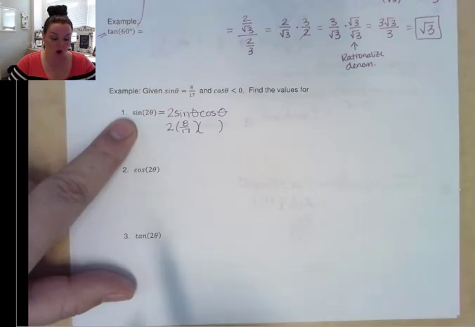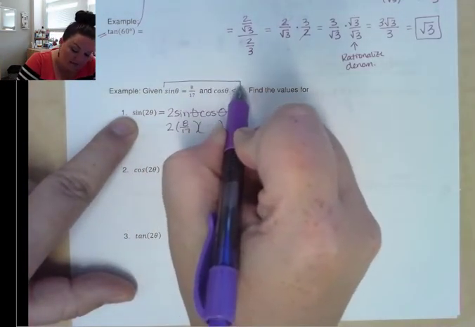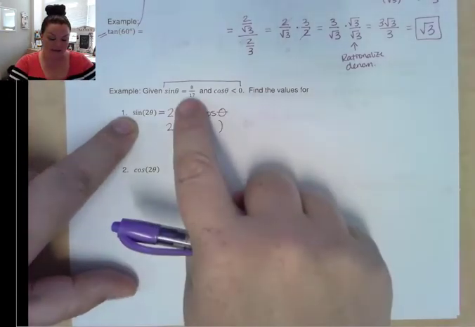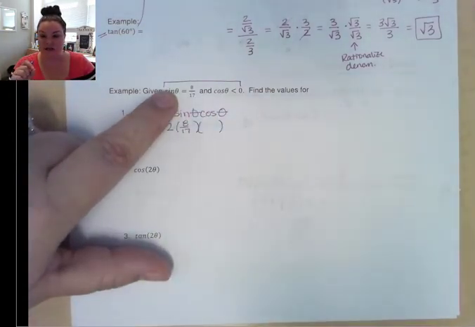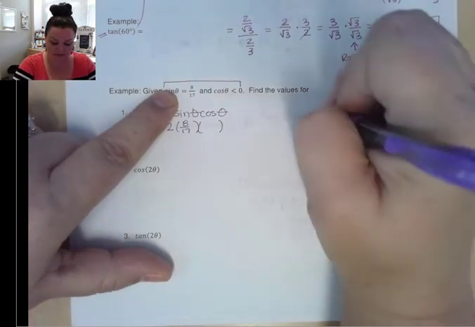So let's think about what we know. If I look at just these 2 items that were given to me, sine is 8 over 17. That means my sine value is positive, right?